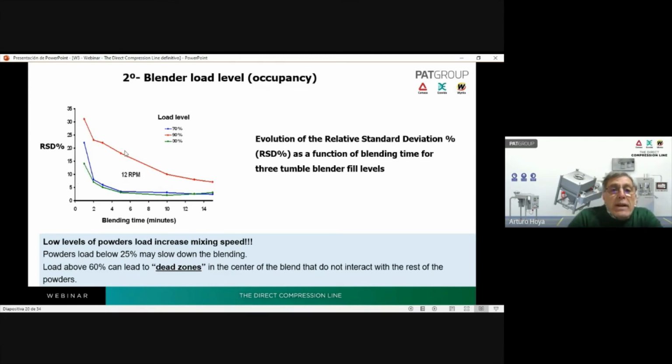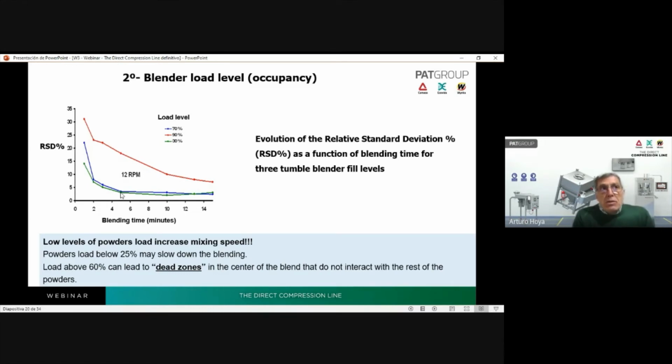On the other hand, when the load level is 70% or 30%, the uniformity is reached, for example, to less than 5% in 3 minutes. In 5 minutes, you have uniformity. This is, of course, due to the dead zones. When you load with too much powder, you have reduced the window, the space, the chamber, where the powder expands to move into the container.